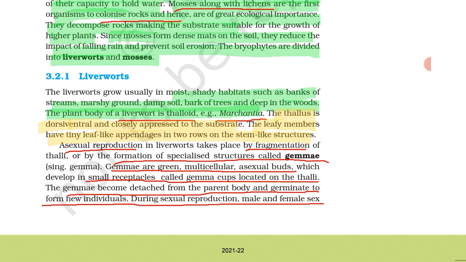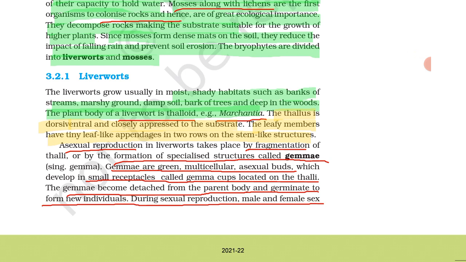Asexual reproduction in liverworts takes place by fragmentation of thalli or by formation of specialized structures called gemmae. Means what? Asexual reproduction by fragmentation of thalli, then the formation of specialized structures called gemmae.